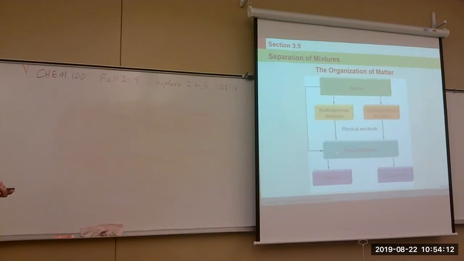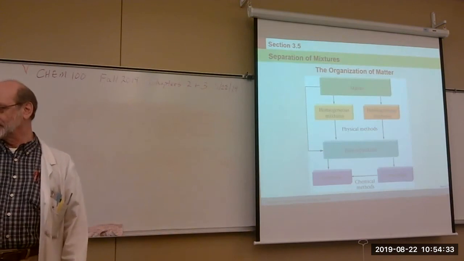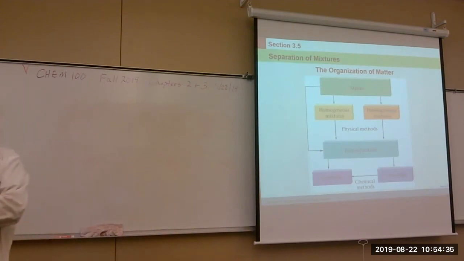Or you could take the pure substance directly to elements. So that's the key. If you go from compound to element, you have to use chemical means. Because we're going to find out that in order to make a chemical change, you have to break bonds. Bonds that hold elements together in a compound have to be broken. That's a chemical reaction. That's a chemical change.